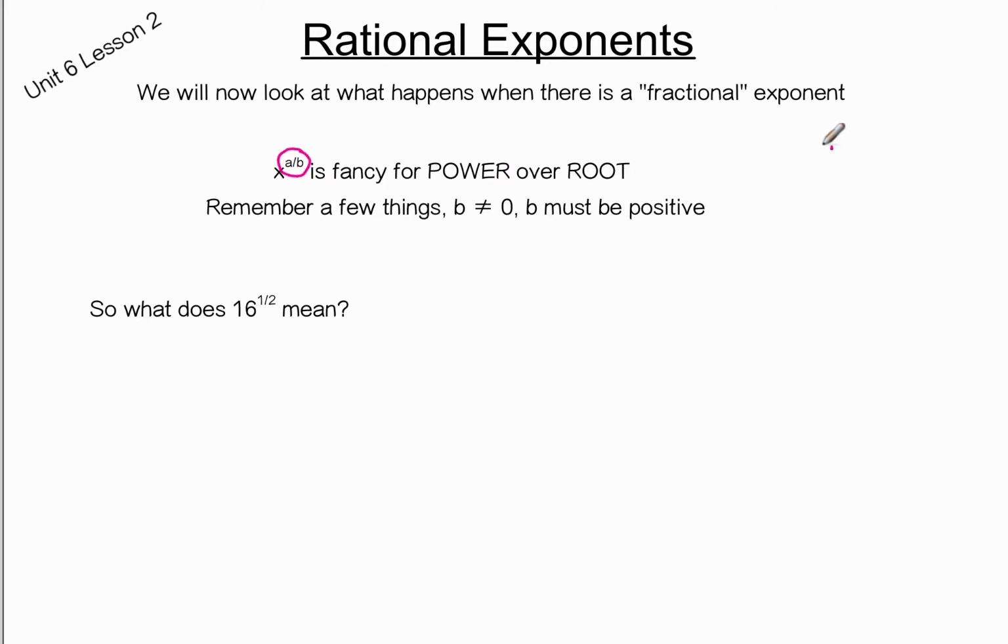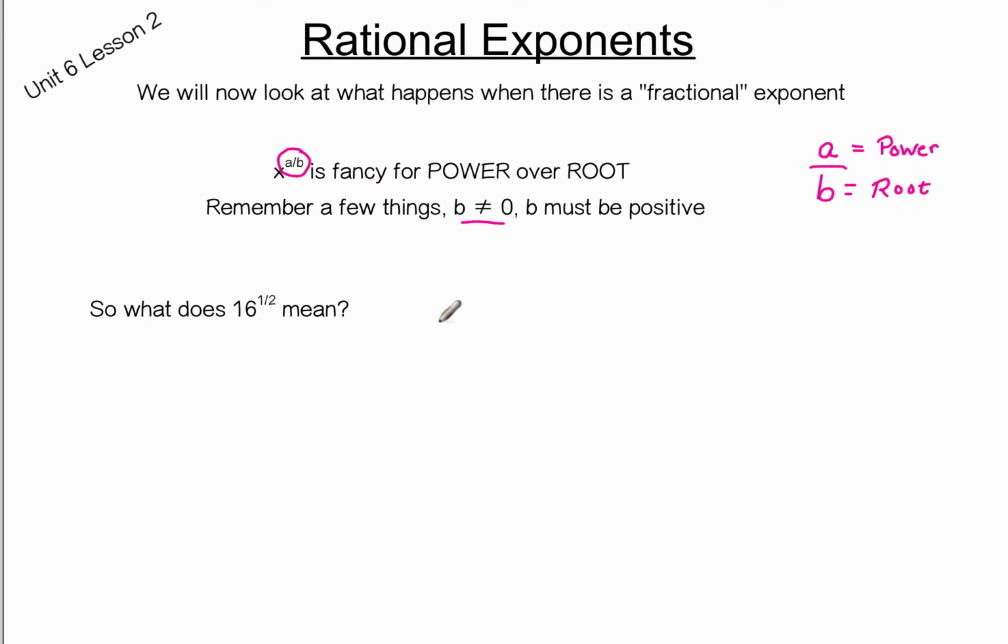So anytime you see a fraction in an exponent, the numerator represents power and the denominator represents root. And we have to remember that b cannot equal 0, because then you would have a fraction that is undefined. So let's define this power over root.